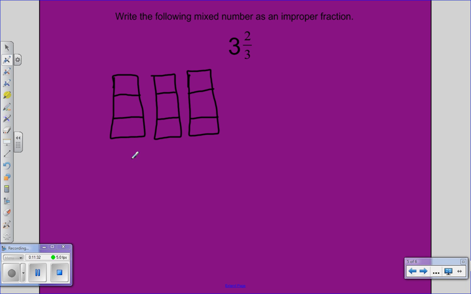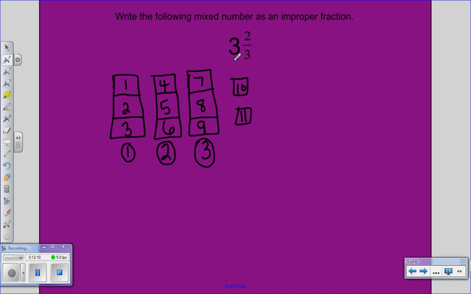So here's my first whole, split into thirds. Here's my second whole, split into thirds. And here's my third whole, split into thirds. Alright, how many pieces are left over? Look at your numerator. That's 2. So I'm going to draw 2 single cubes out here, and I'm going to think to myself, alright, 1, 2, 3, 4, 5, 6, 7, 8, 9, 10, and 11. Miss O'Neill needs 11 cubes to be able to build this model.